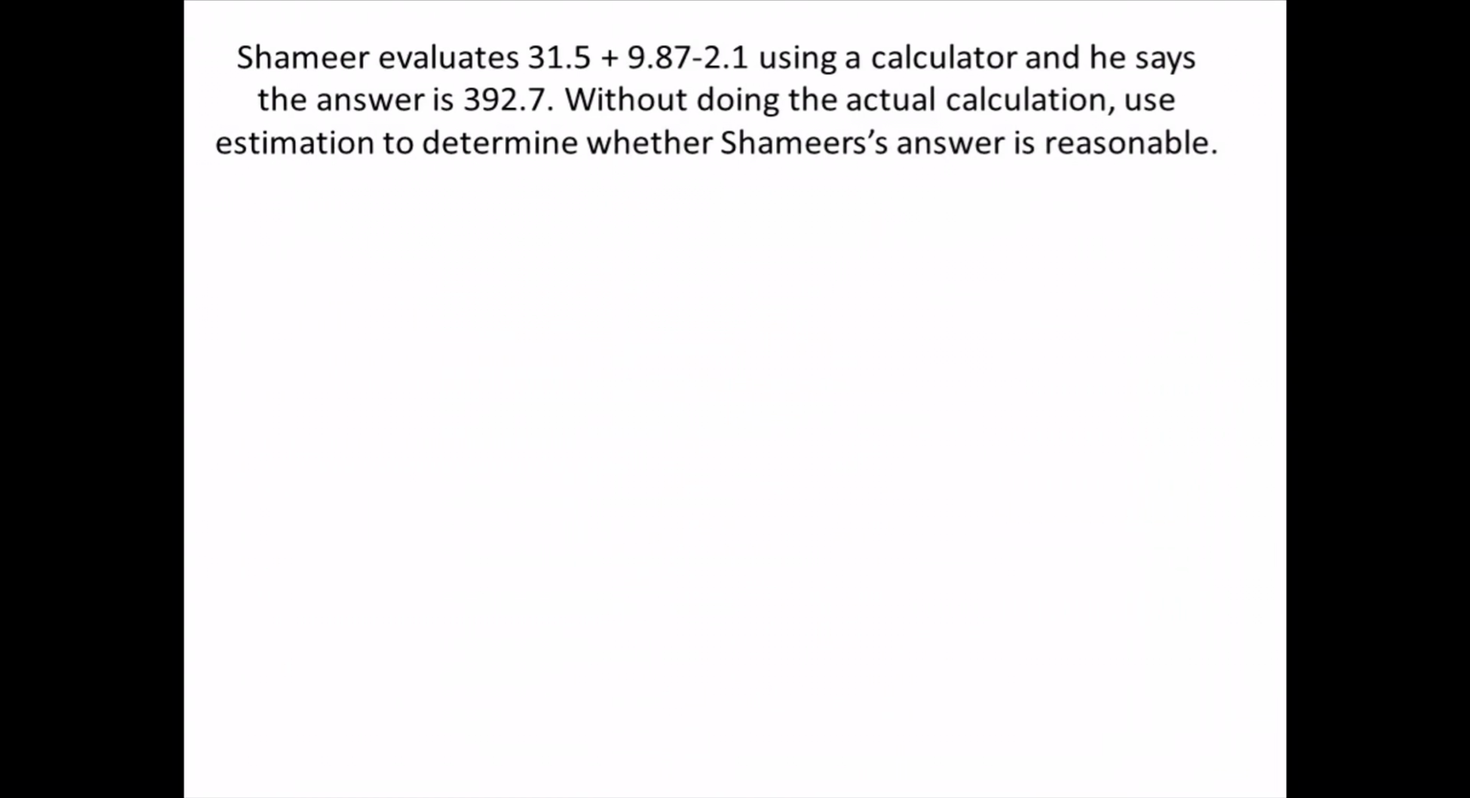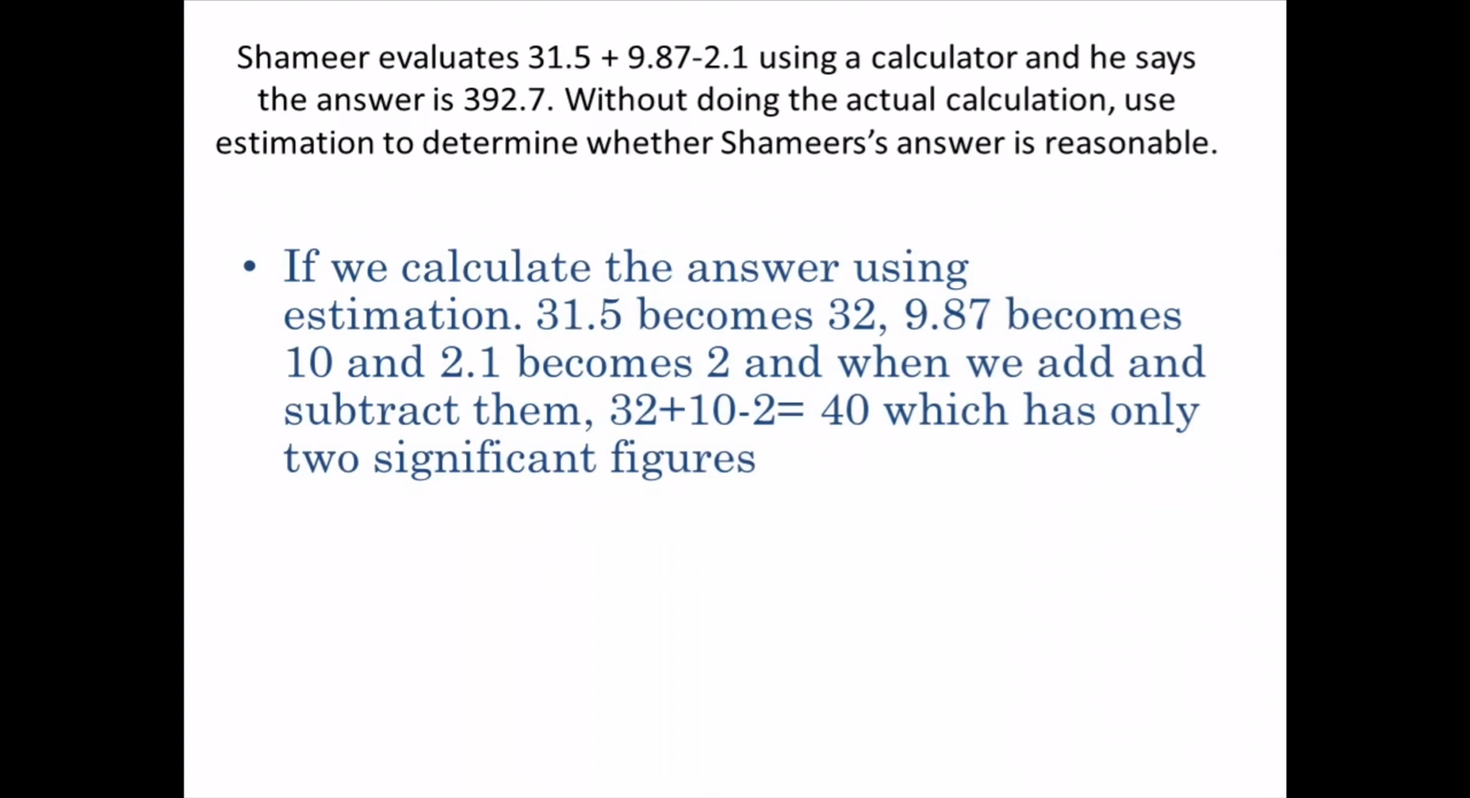My next question is, Shamir evaluates 31.5 plus 9.87 minus 2.1 using a calculator, and he says that the answer is 392.7. Without doing the actual calculation, use estimation to determine whether Shamir's answer is reasonable. When we estimate 31.5 to the nearest whole number, it becomes 32, 9.87 becomes 10 and 2.1 becomes 2. When we add 32 and 10, it becomes 42, and when we subtract 2, it becomes 40, which has only two significant figures, 4 and 0.